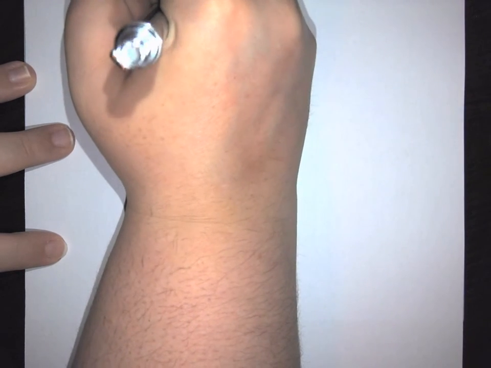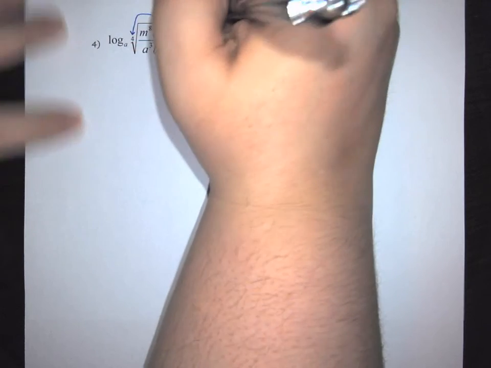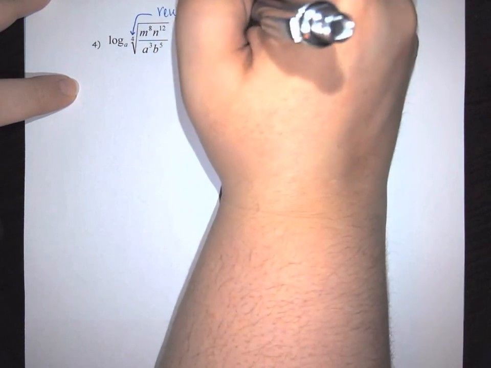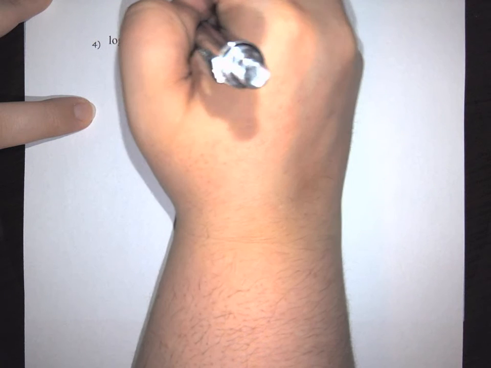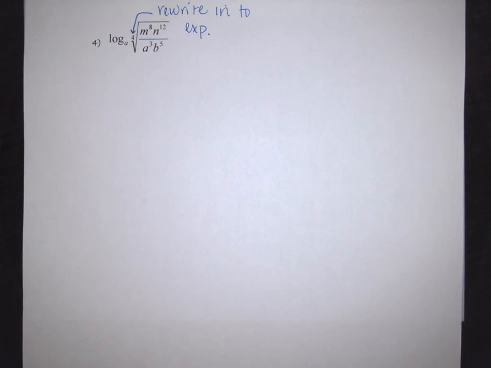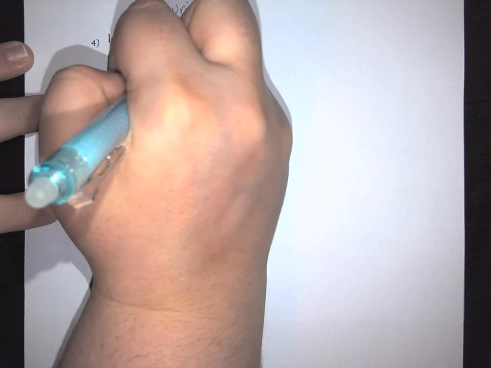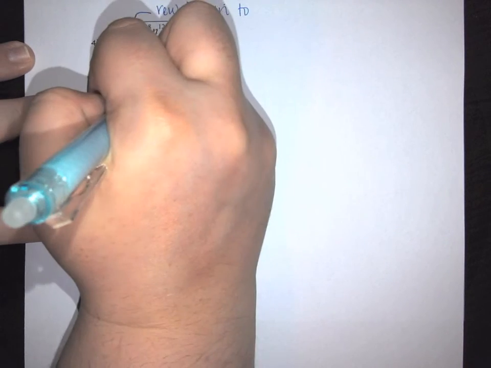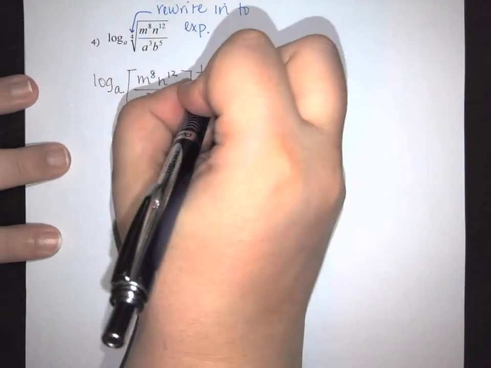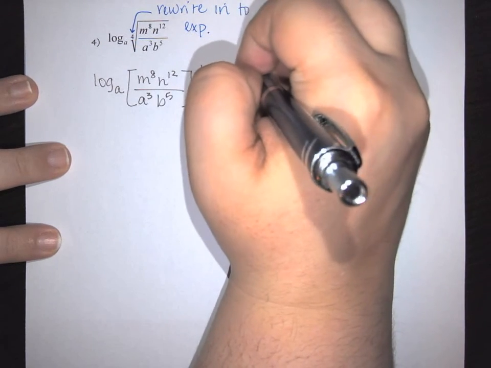So we need to rewrite this into an exponential. And so here what's going to end up happening is that this is really the same as log base A of m to the 8th n to the 12th all over a cubed b to the 5th to the 1/4 power. Now with that, this is going to follow the power rule.